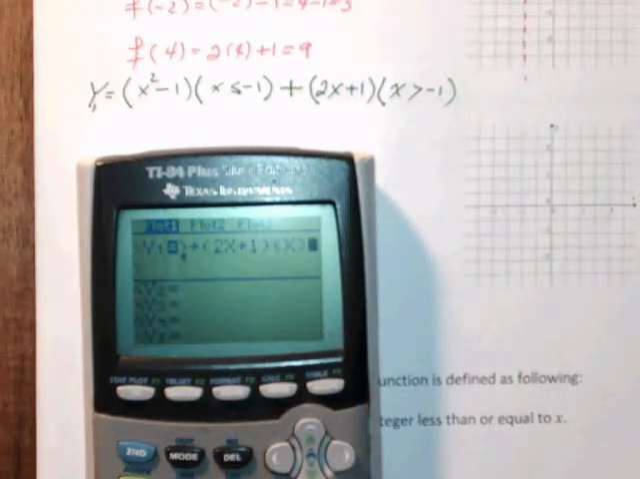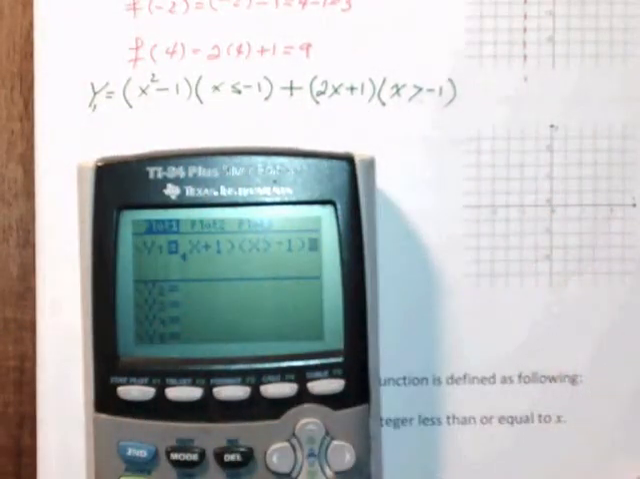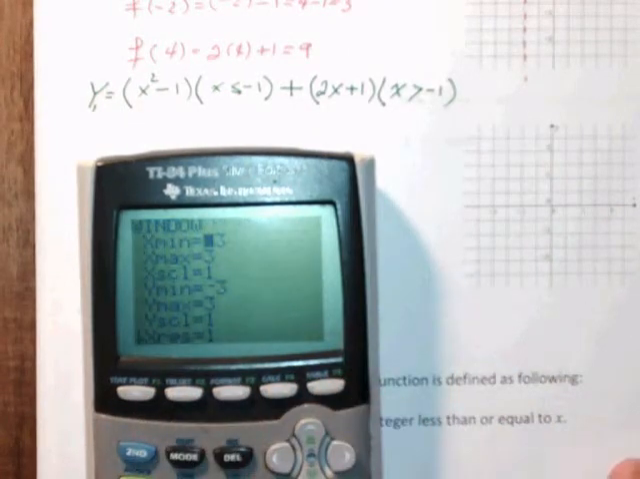Bigger than negative 1. So I typed all of this. I typed all of that. Then all you have to do is look at your window. I think my window is okay, but I'm going to change it to maybe minus 5 to 5, make it a little bit bigger, and this one also minus 5 to 5.